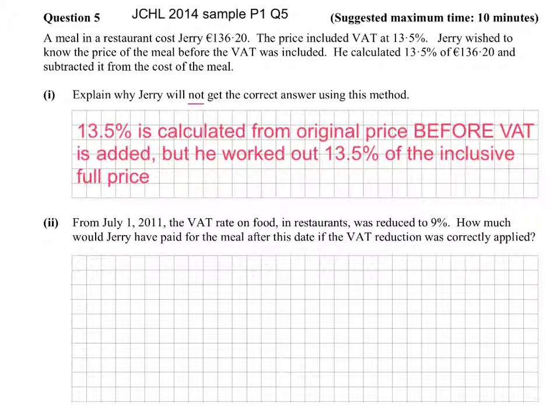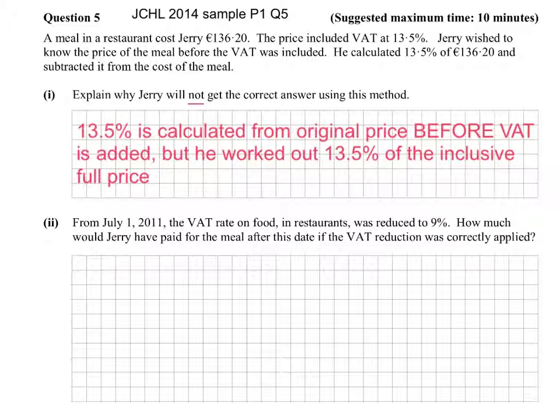Part 2 of this question is then asking you to actually do some calculations. So it explains that from a certain point in time the VAT rate has changed. So to find out the new price, so how much would he have paid after July the 1st, after the VAT has been reduced in size, we first of all have to work out what the actual proper correct cost of the meal is before VAT.